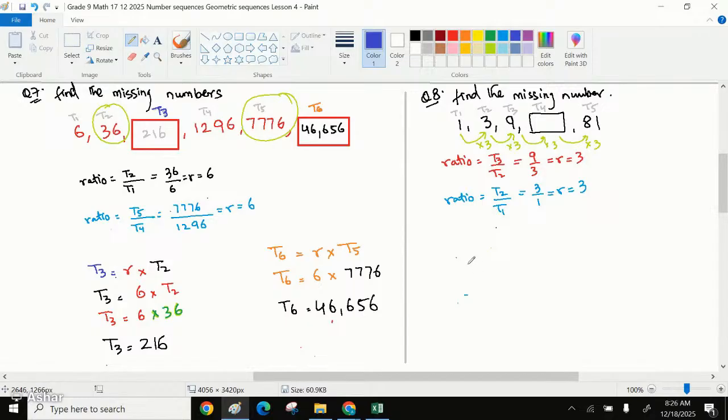So we can say term number 4 is ratio times its previous term. Since we had to find term 4, the previous term is term number 3. Term number 4 equals the ratio, which was 3, multiplied by the previous term. What is term number 3? Term number 3 is 9. That means term number 4 comes out to be, what is 3 times 9? Anyone?